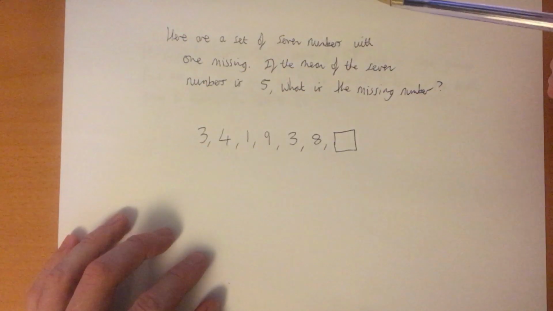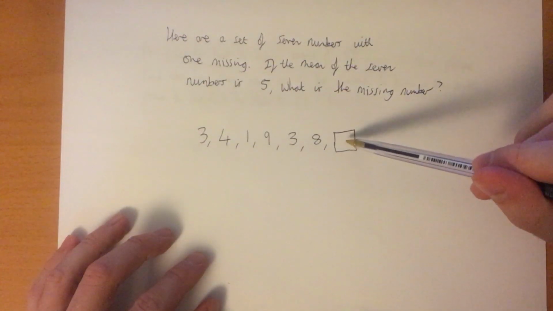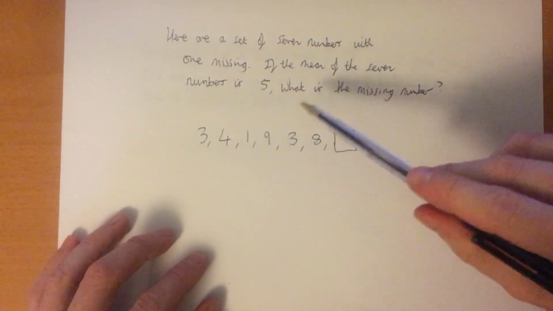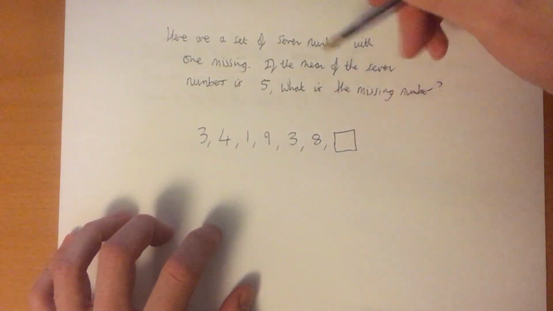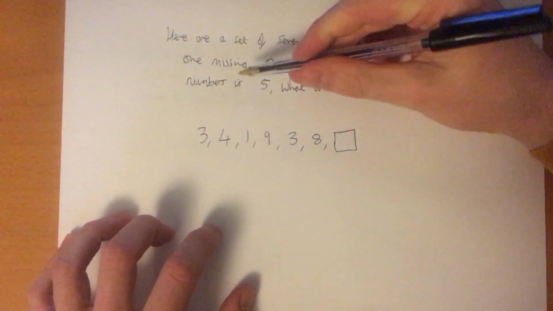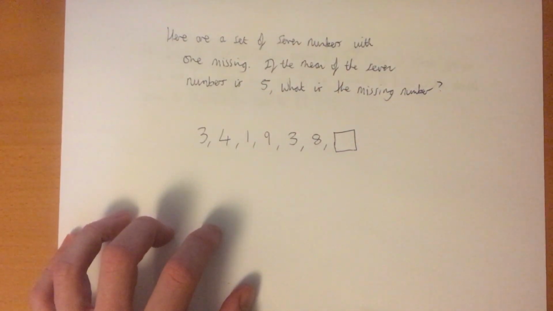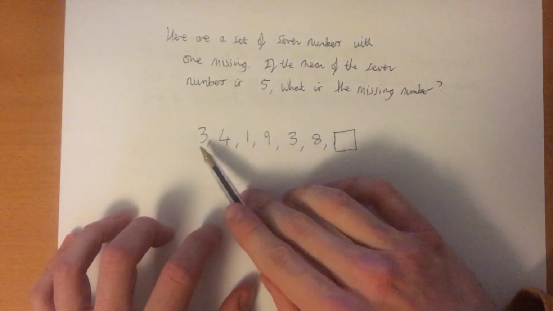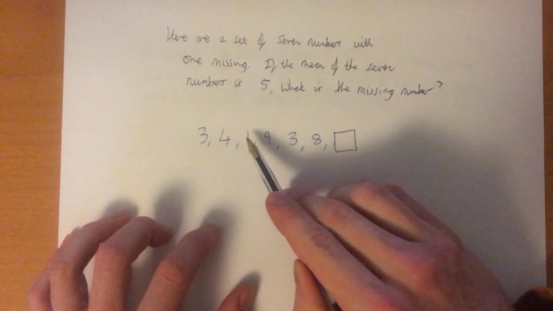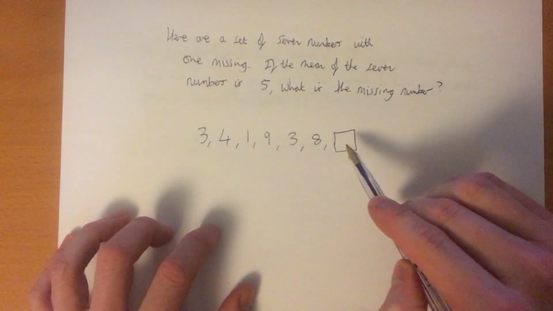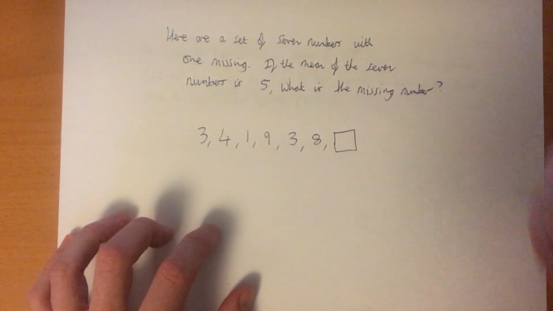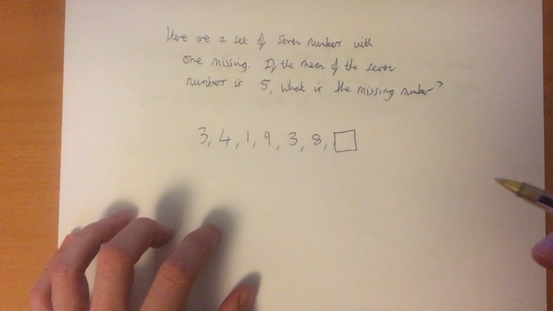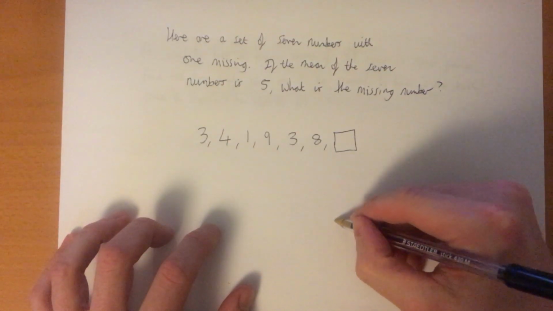Here are a set of 7 numbers with 1 missing. If the mean of the 7 numbers is 5, what is the missing number? Now, they've told us that the mean of the 7 numbers is 5, so they've basically said what the answer is. When I add that, plus that, plus that, plus that, plus that, plus that, plus the missing one, and then I divide it by the amount of numbers there are, that will equal 5. So let's write that down.